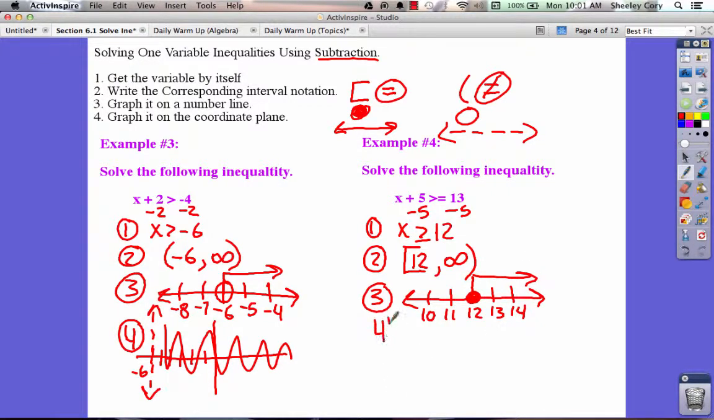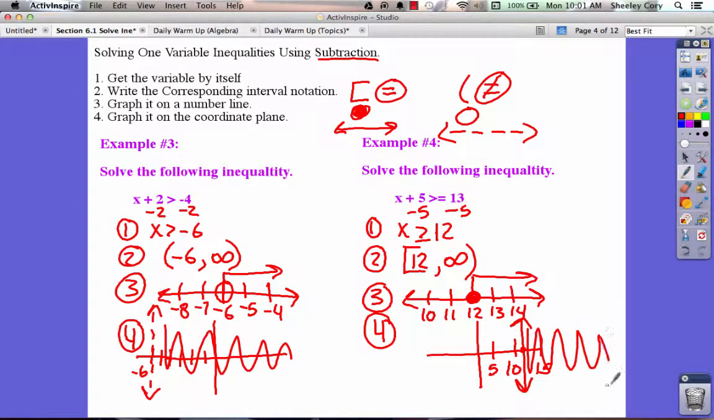And then finally in number 4, I'm going to make the coordinate plane. It says greater than 12, so I'm going to go up by 5. So 5, 10, 15. So 12 is right in here. And because I am greater than or equal, I'm going to use a bold line. And numbers that are greater than 12 go this direction toward the 15. So I'll mark it this direction, shade it that direction.